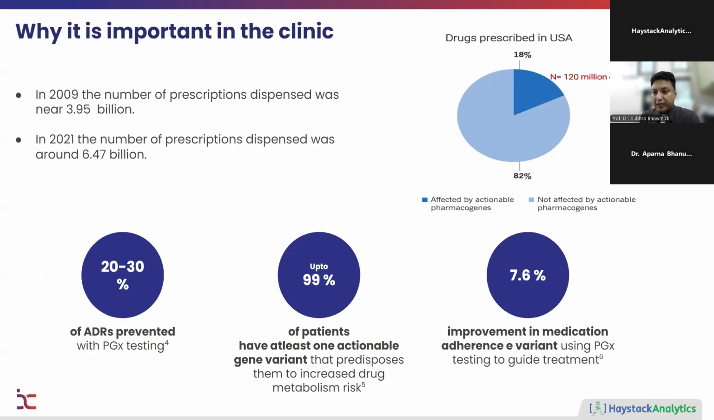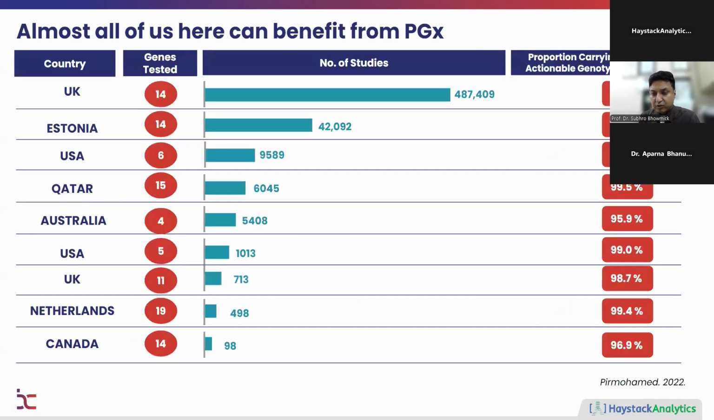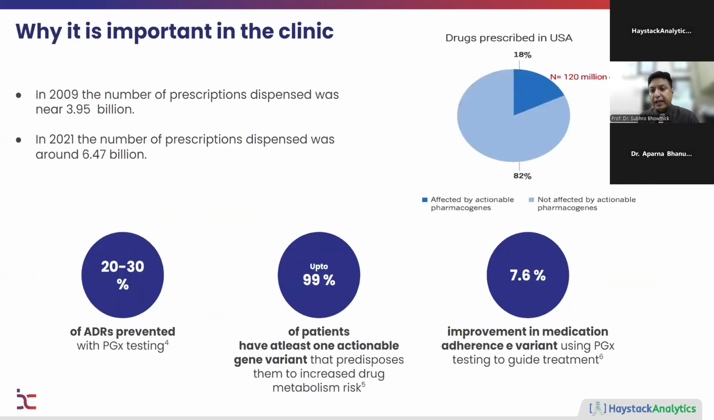If you look at the United States, the science is really being practiced now. So it is no longer theory. In some of the centers in India, of course, it's being practiced. Haystack has brought this to your doorstep. If you look at the United States, around 18% of the drugs which are prescribed in the US market have actionable pharmacogenes. What it means is that 2 out of 10 American patients can actually benefit from pharmacogenetics. Now, almost all of us here can benefit from pharmacogenomics.